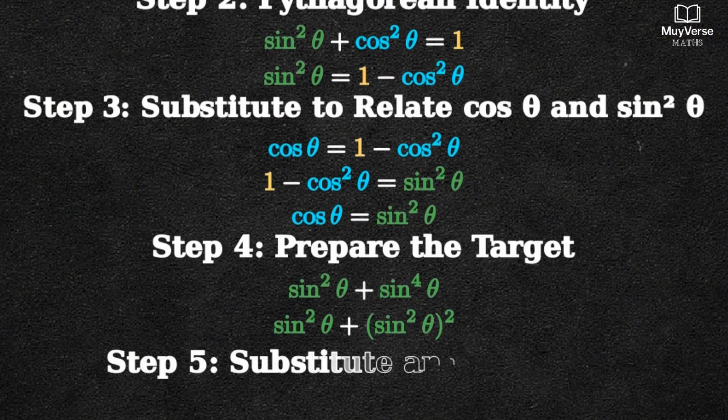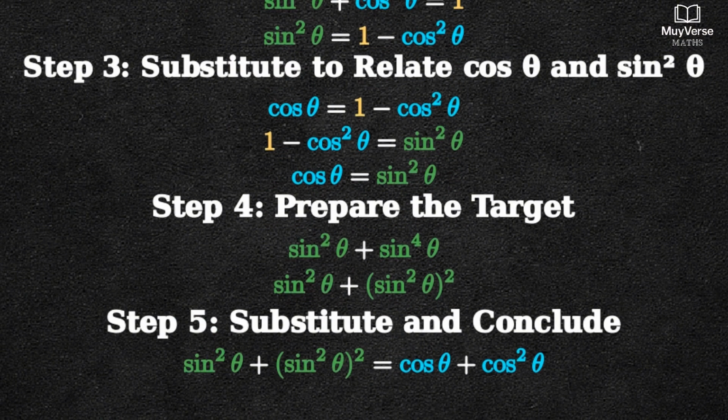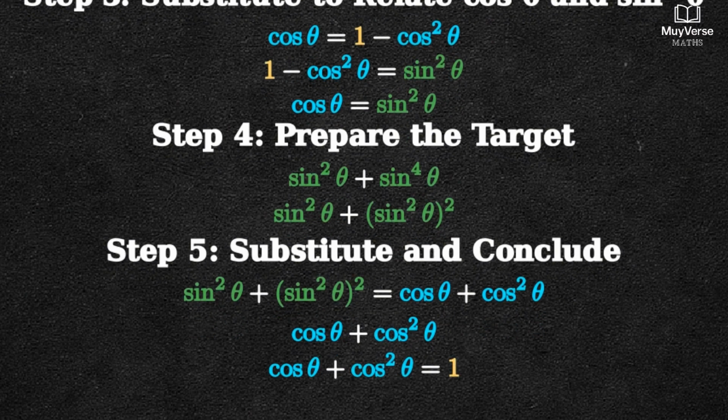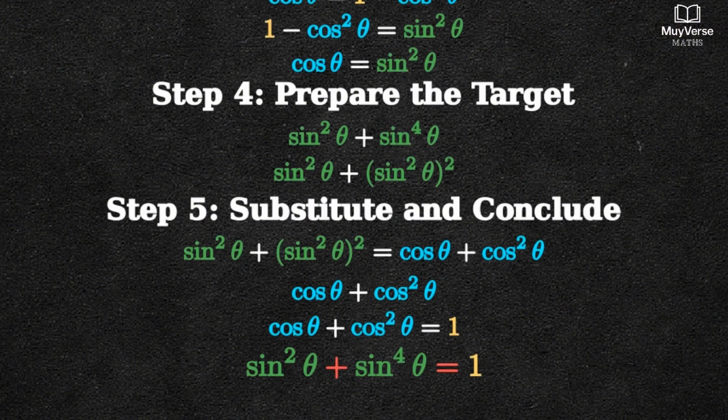Step 5. Use our key relationship. Replace each sine squared theta by cosine theta. The expression becomes cosine theta plus cosine squared theta. But from the original given, cosine theta plus cosine squared theta equals 1. Therefore, the desired value is 1.